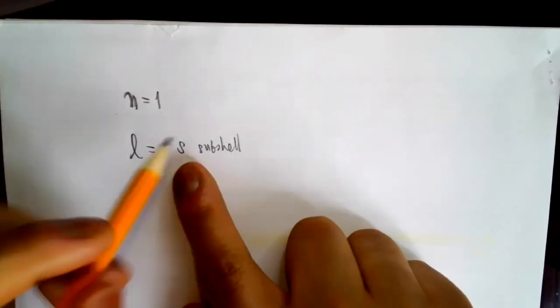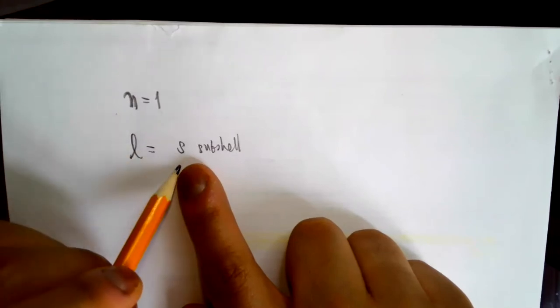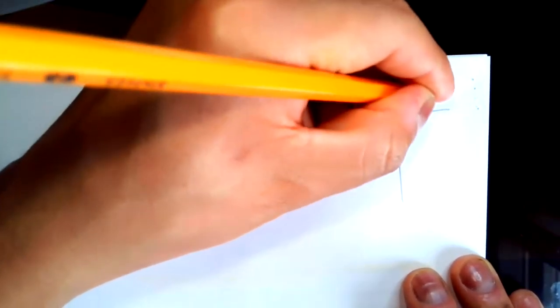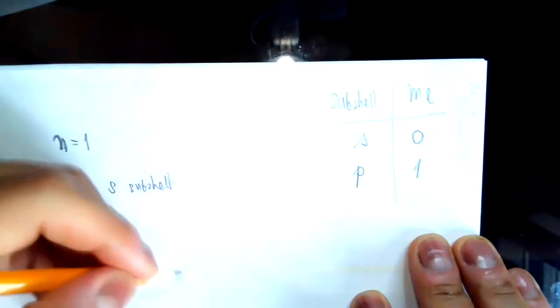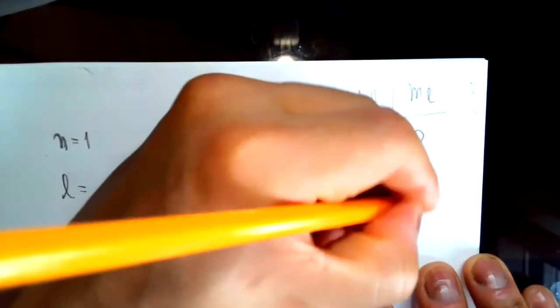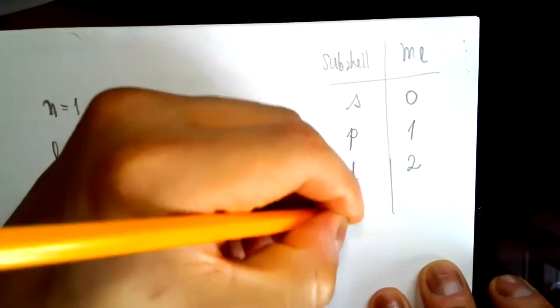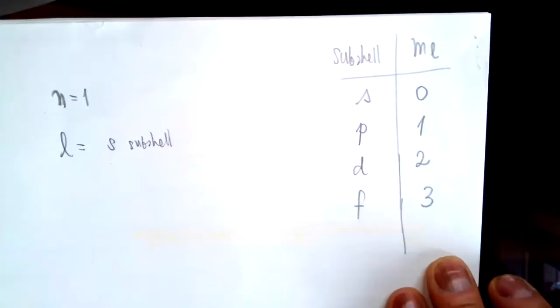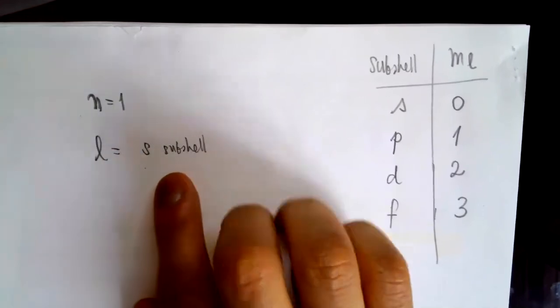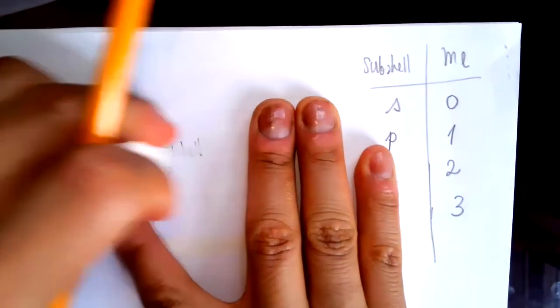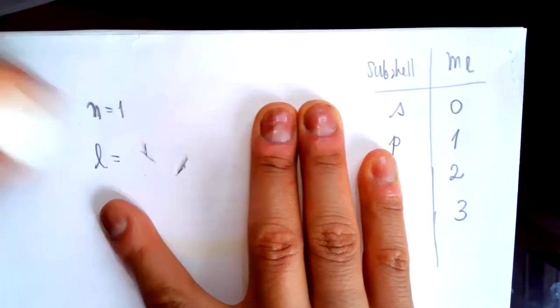But I cannot write l as the second quantum number is s. Each of them has a number. So for the subshell l, if you have an s subshell, the number is zero. You have a p subshell, the l is one. D subshell, the l is two, and f subshell is three, okay? So each of them has a different number. So if I say the s subshell, I should really write zero.